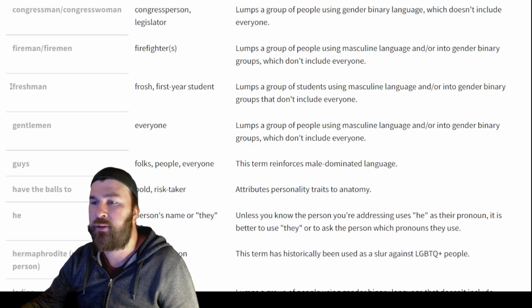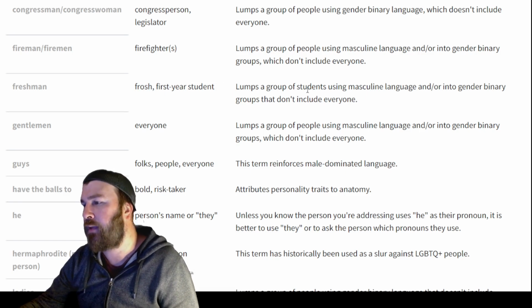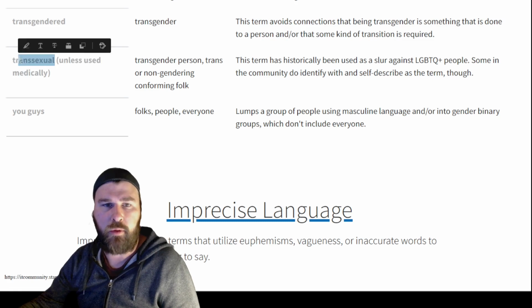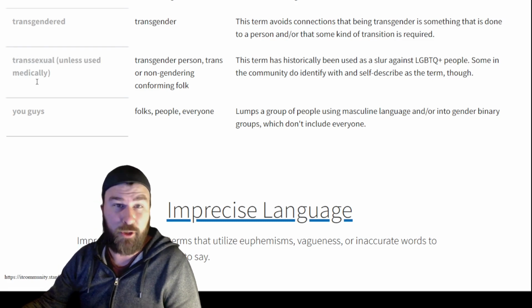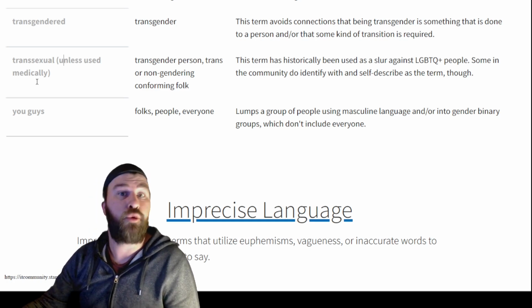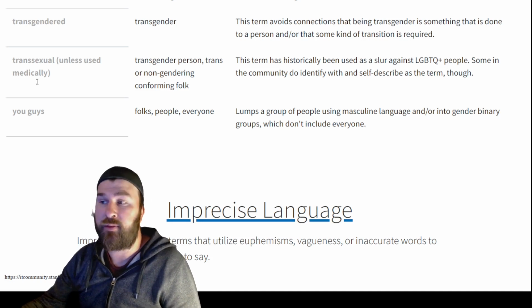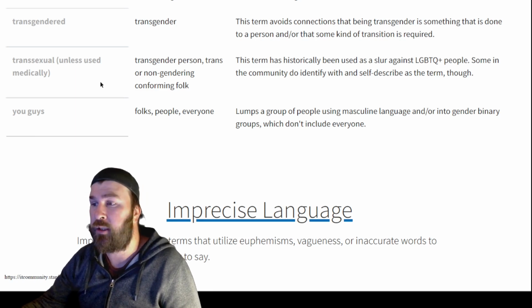You're not allowed to say freshman, you have to say frosh, or first year student. Never actually heard the word frosh before, but it is what it is, and that's because of masculine language and stuff like that. Okay, so you're not allowed to say transsexual unless it's used medically. Now, personally, I've never heard the word transsexual being used medically. Never heard a doctor in any, let's say, news articles or anything like that say transsexual. They've always said transgender, at least when I've seen it. You can correct me if I'm wrong, but you can take a look at that yourself.